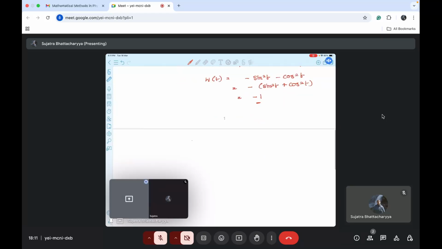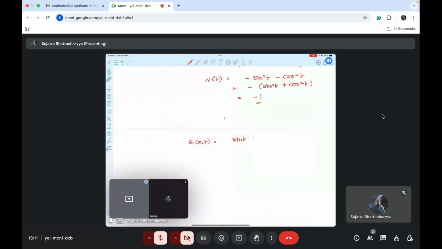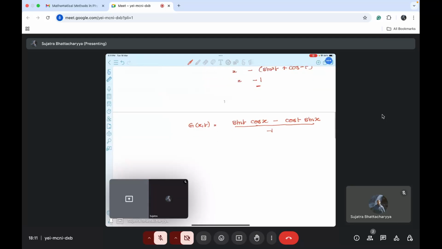So how to do it? It's already been defined. So g of x comma t: y1 of t, which we have assumed y1 as sine, so it will be sine of t. Then y2 of x, which is cos of x, minus cos of t, because it is the y2 of t now, and this is sine of x, and divided by the Wronskian, that is minus 1. So we can write g of x, t, instead of writing minus 1 in the denominator, let us multiply minus 1 throughout in the numerator. So it will be something like this: cos t sin x minus sin t cos x.